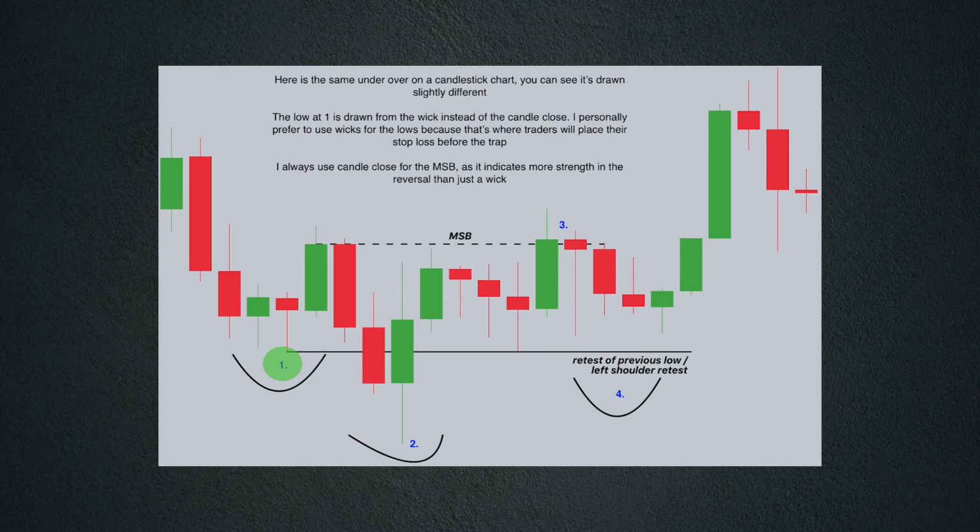And there you have your 1, 2, 3, 4, which are principles I just showed above. You set your low, you trap your traders, you break market structure and retest. And there's your completed under over on a candlestick chart.